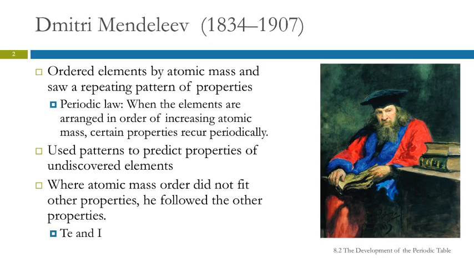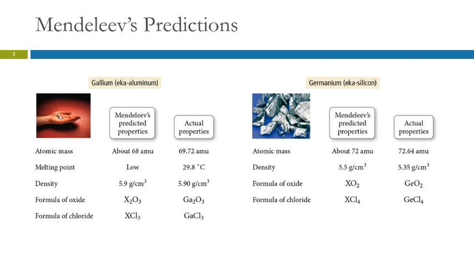There we go. 8.2. Dmitri Mendeleev, often given credit as being the father of the modern periodic table. He ordered elements by atomic mass and observed repeating properties. We've talked about this. When the atomic mass order didn't fit with the other properties, he went by the other properties. An example of this is tellurium and iodine. They are out of mass order.